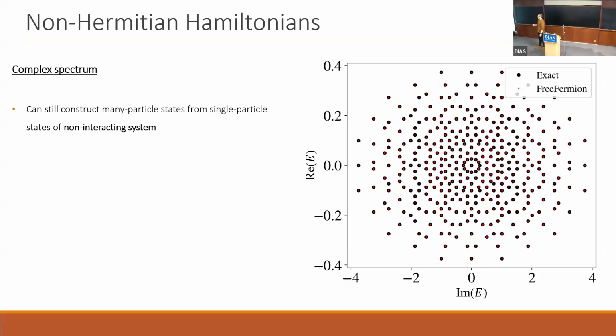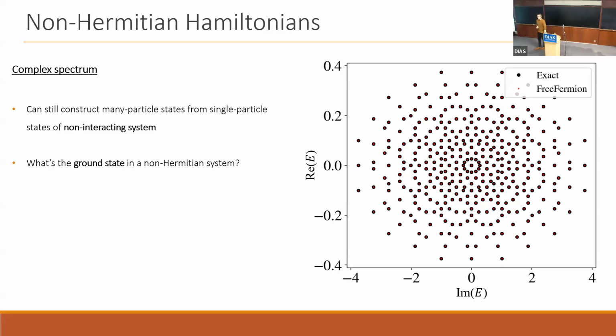Okay, and I want to just point out that you can still construct the many body states of a non-interacting non-Hermitian system from a single particle. These red points, which you probably can't see just because of the projector and the screen, are actually lying on top of each other, which is obviously why they're difficult to see. That's a good thing. We want to be able to construct all our many body states from single particles. So that's what these red points are. These are just those ones constructed from single particles.